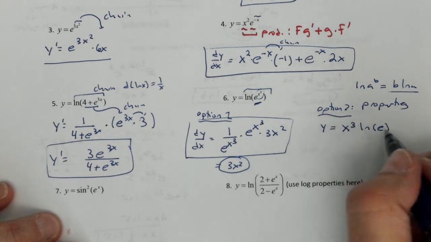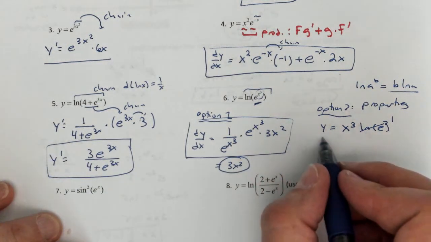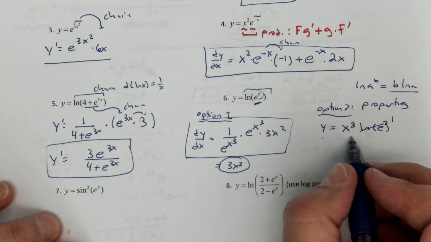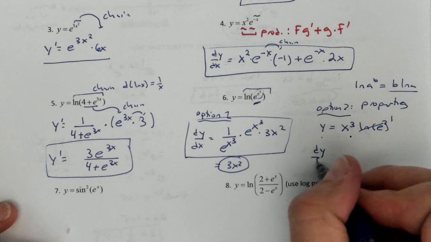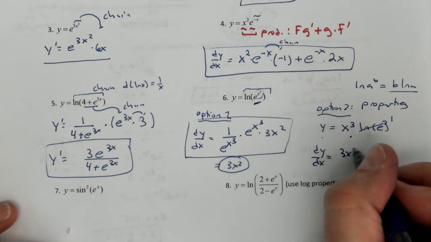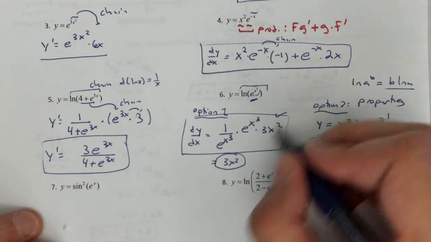The natural log of e is just 1. They are inverses. They just cancel each other out. So I'm really just looking at the function y equals x cubed here. When we take the derivative now, we just get 3x squared, which is what we had here. It doesn't matter how you did it. All 3 of these answers are acceptable.